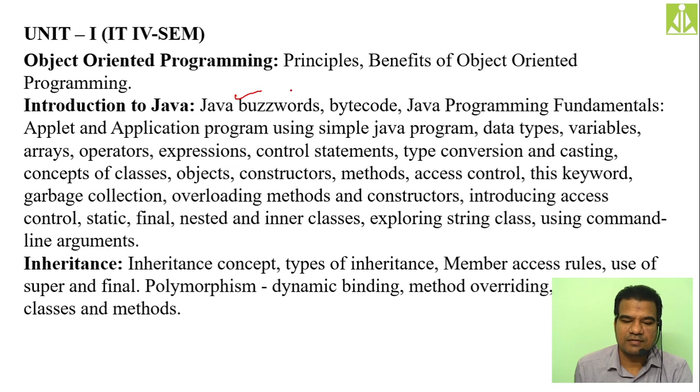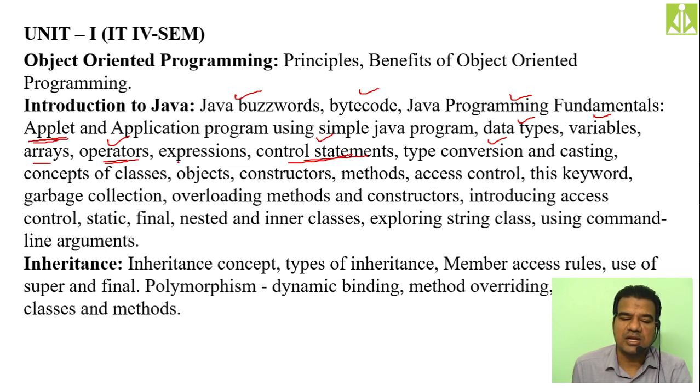These buzzwords we have completed: bytecode, Java programming fundamentals. Applets, of course, we will cover in the third or fourth unit. Data types we have covered, variables we have covered, arrays we did. Today I'm trying to complete the operators and the control statements. Type conversion and casting we have already done. So these two things we'll discuss in today's session: what are operators and what are control statements.